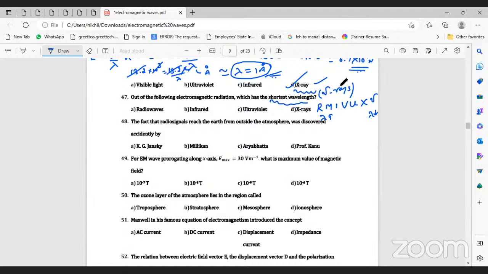So after gamma ray, X-ray has the least wavelength. So out of the following electromagnetic radiation, which has the shortest wavelength? The shortest wavelength is going to be for X-rays. So option D is the correct answer.